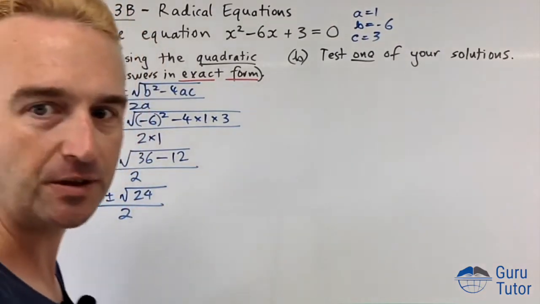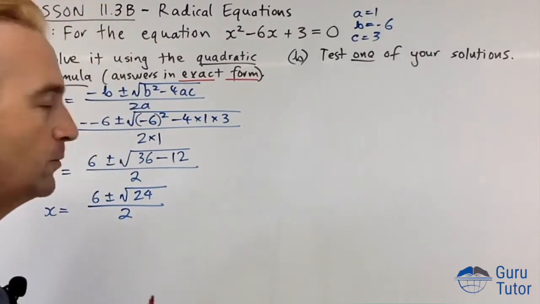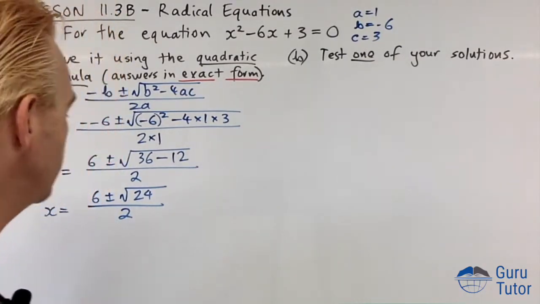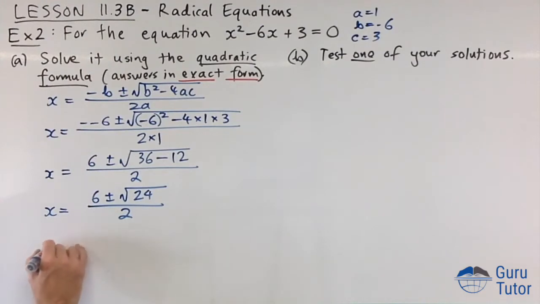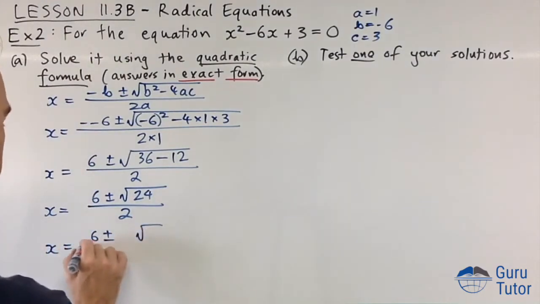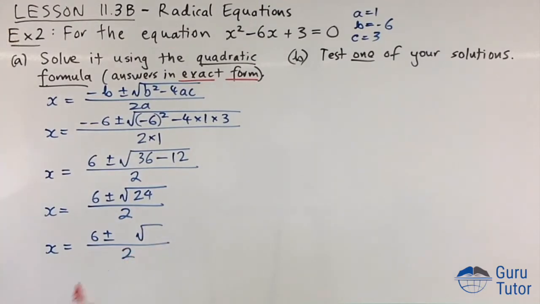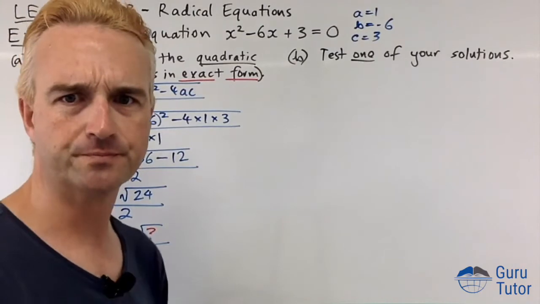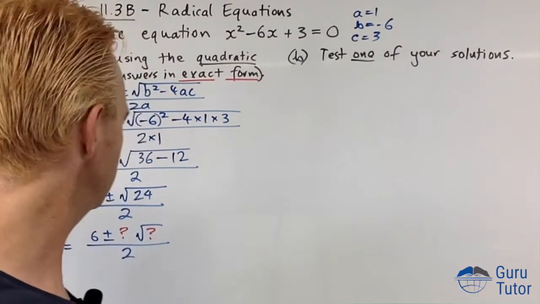Now in chapter 10 when we did this, we'd stop and run to the calculator. We're not going to do that this time. We're going to leave our answer with radicals in it, a simplified radical. In other words, our next step is going to look like this. 6 plus or minus something root something. Okay, we're going to simplify root 24. What should that look like?